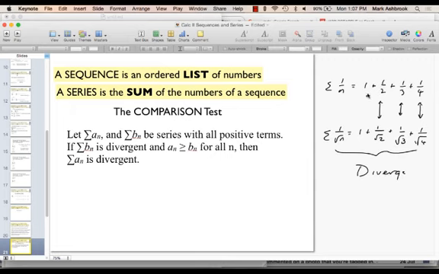If every term is greater than the terms of a divergent series, then that series must diverge as well. And this is called the comparison test. So you've got two series, and you know that one of them is divergent, and the other one, all of its terms are greater than the terms of the divergent series. It's got to be divergent. It should make perfect sense, right? You're adding up a bunch of numbers that are all bigger than the numbers you were adding up before that were divergent. It's got to be divergent as well.